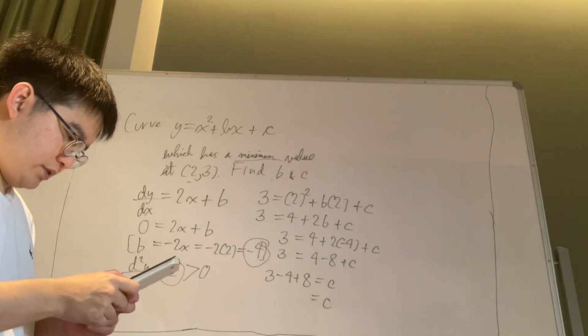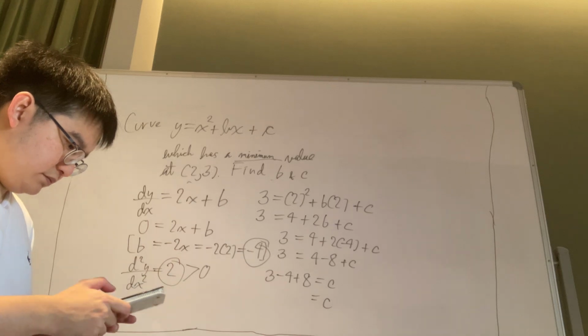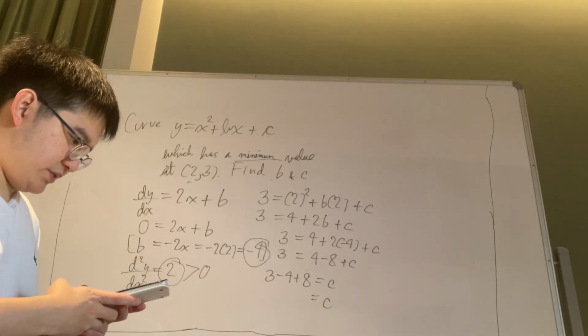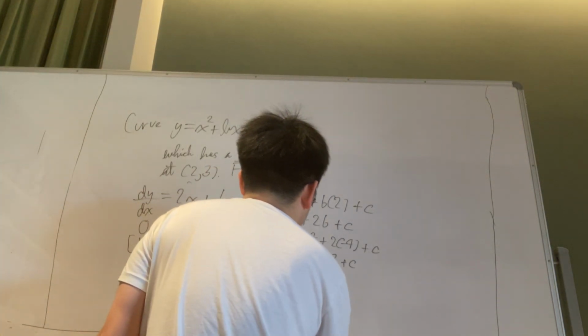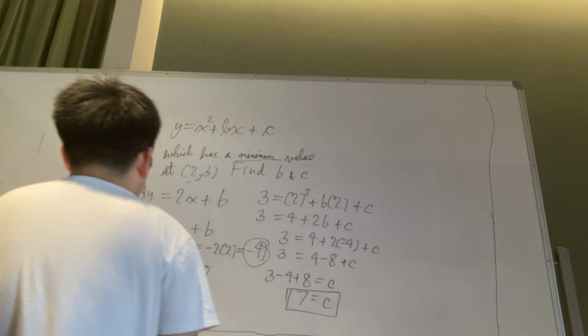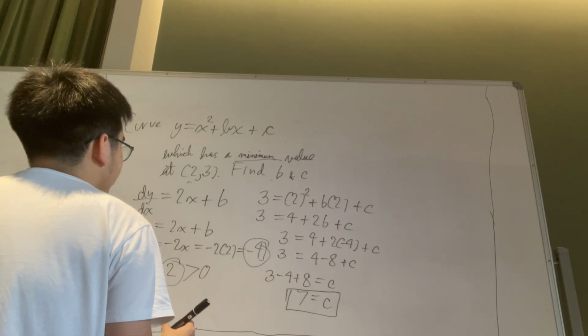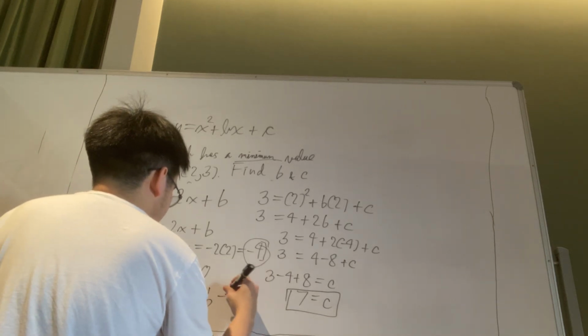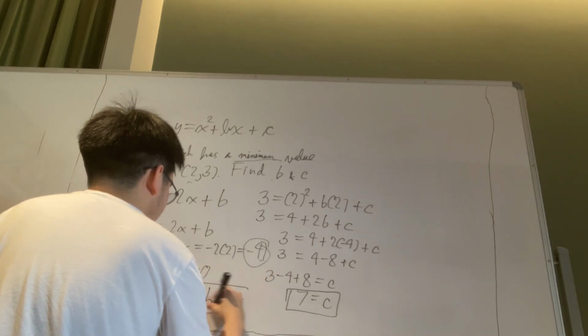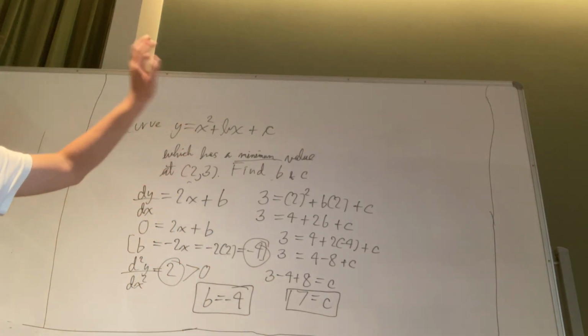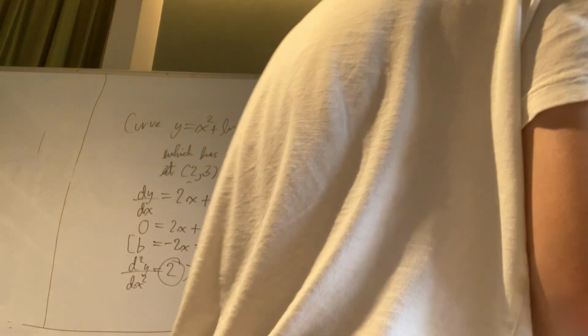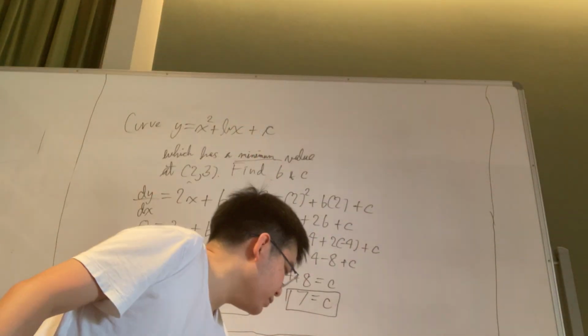3 minus 4 plus 8. That's 7. That's c equals 7. So the answer is c equals 7 and b equals negative 4. That's the minimum value at 2, 3 for that constraint. Okay, hope that's good. We'll move on now.